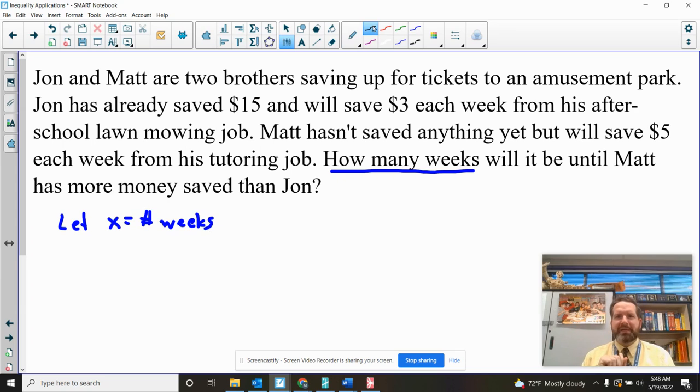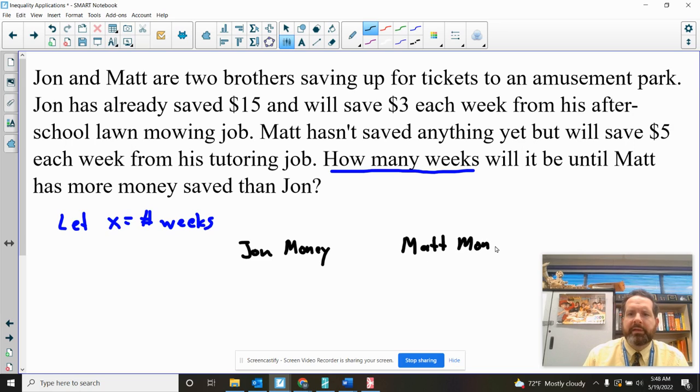Next up, I want to step back here. We're going to look for a moment at the big picture. What we have are these two brothers saving money. I've got John's money, and I've got Matt's money. What are we trying to find? How many weeks will it be until Matt has more money? So if Matt has more money, that means I want his to be the larger one. I want John's to be the smaller one. So John's money needs to end up being less than Matt's money.